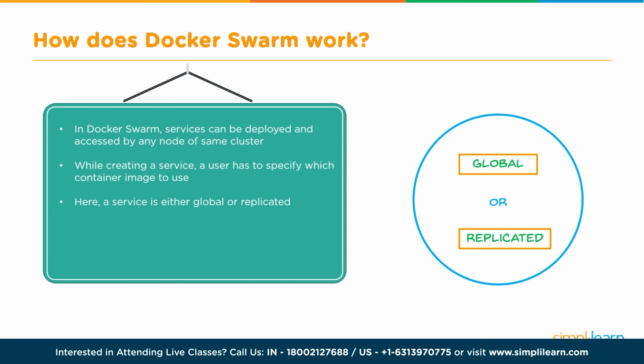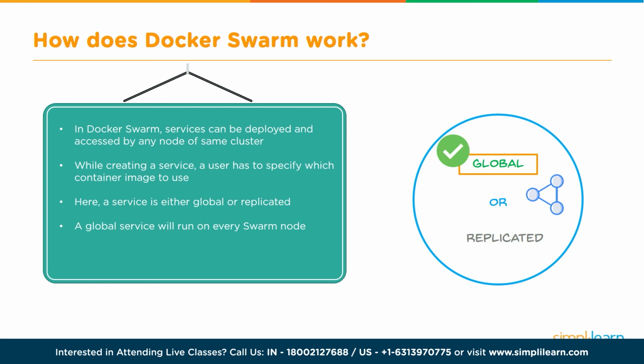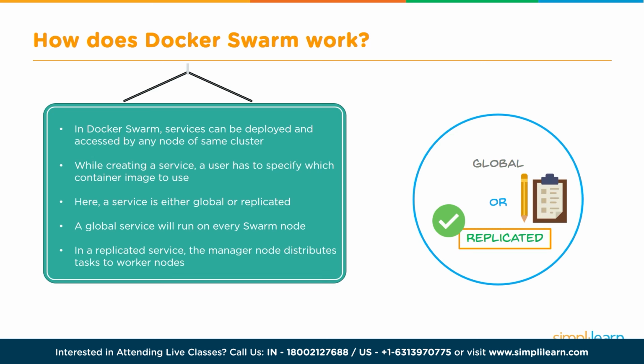One of the things that's interesting is that you can set up commands and services to be either global or replicated. A global service will allow you to run a service consistently on every node within the swarm, whereas a replicated service will only push out functionality and tasks to specific worker nodes within a swarm.